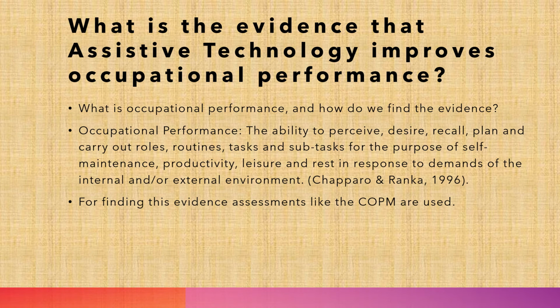Now that we know when occupational therapists should be involved and the types of assessments and interventions used, we should next be looking into the evidence around assistive technology and improving occupational performance. There is a considerable body of evidence concerning how assistive technology improves occupational performance. However, we should first define what occupational performance is.